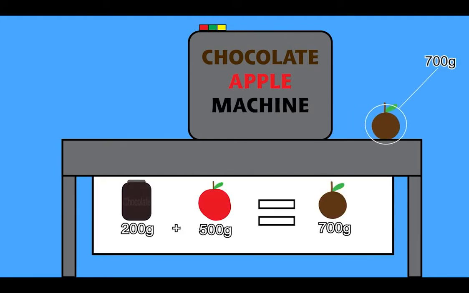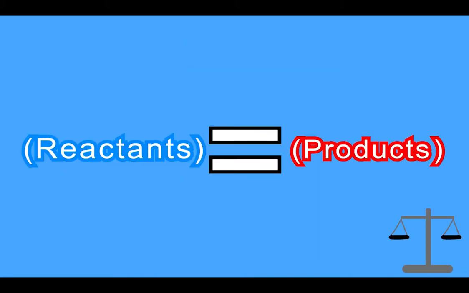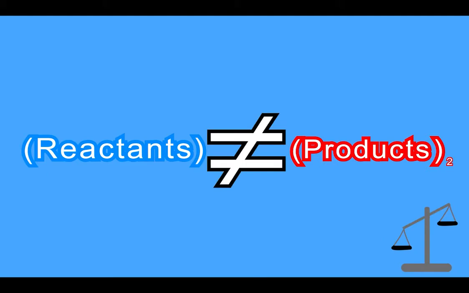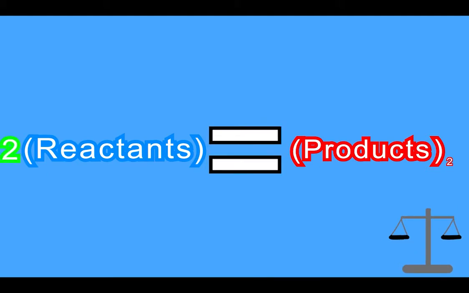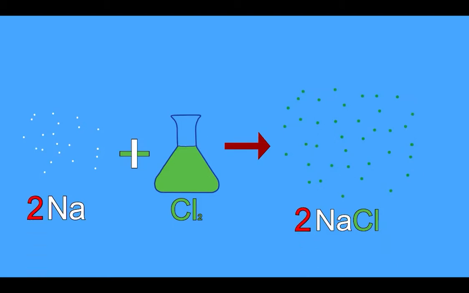Your equation's reactants mass must be equal to the mass of your products. However, if the reactants are not equal to the products, then you must apply coefficients. Now we can add an extra sodium on each side.